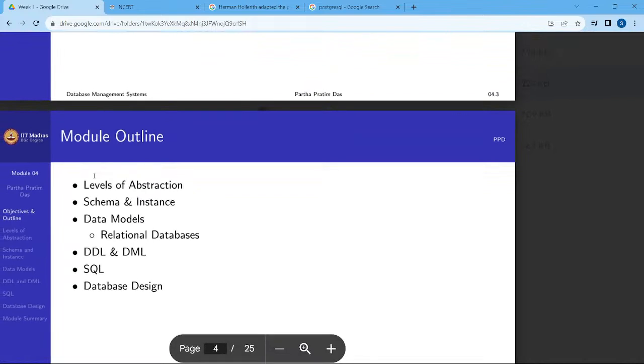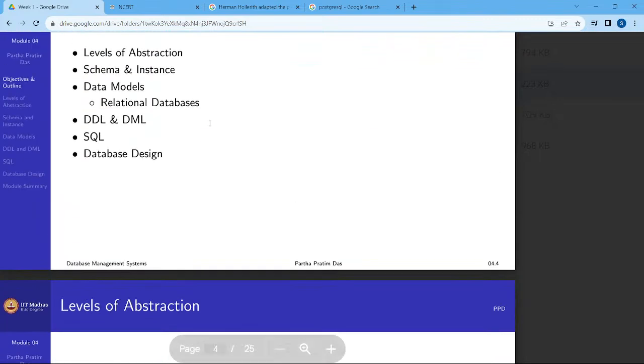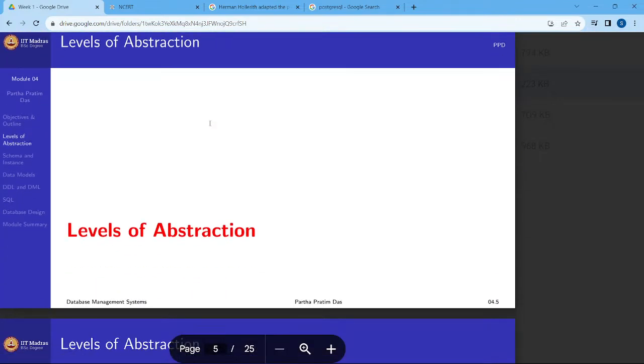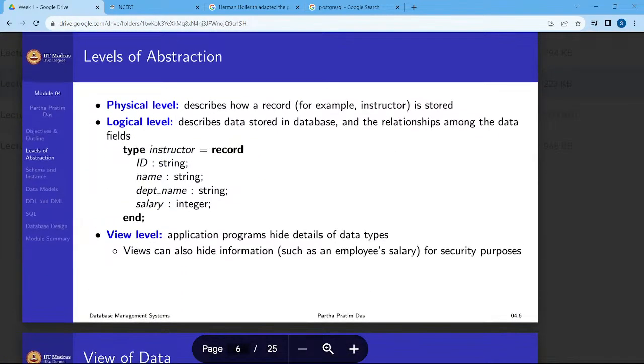What are we going to study? Levels of abstraction, schema, instance, data models, relational database, DDL, DML, SQL, database design. How many slides do we have? We have 25 slides. Let's start.